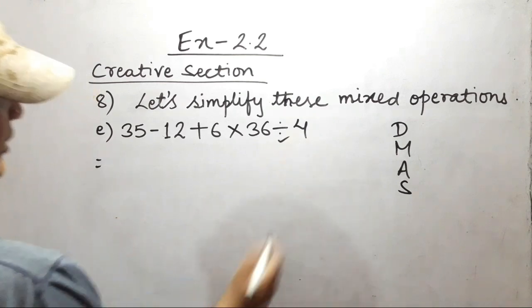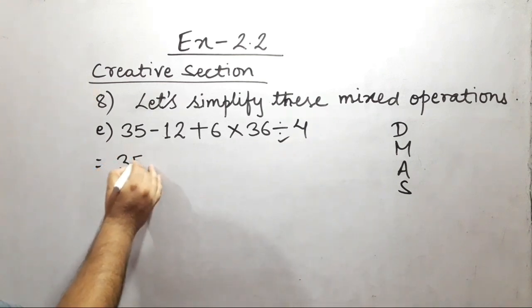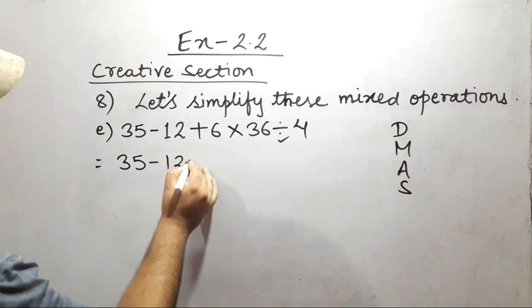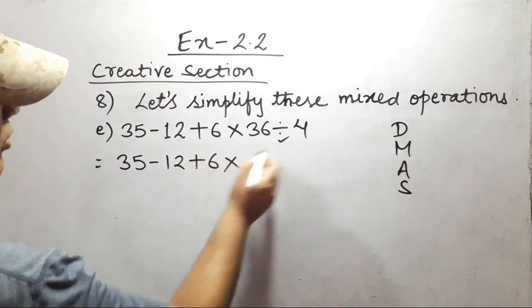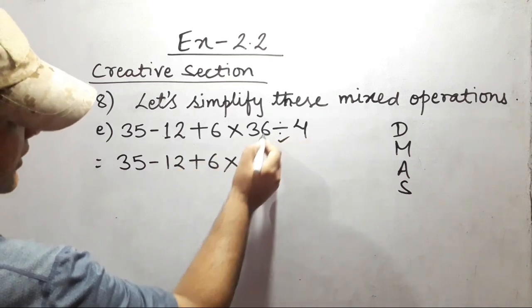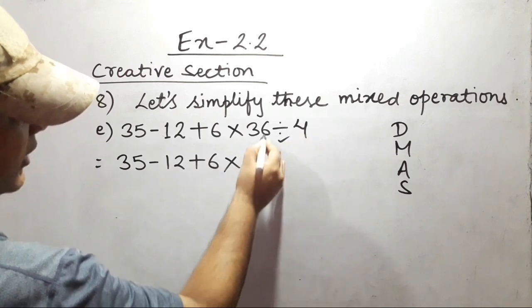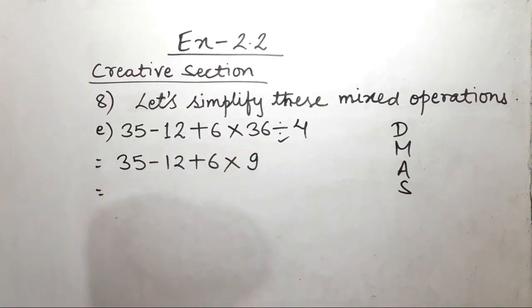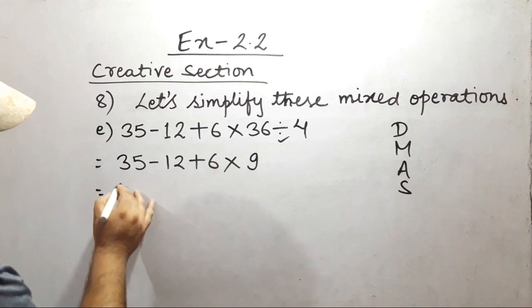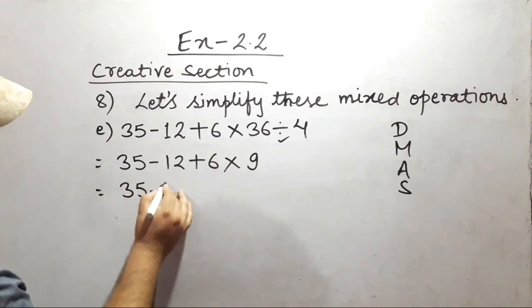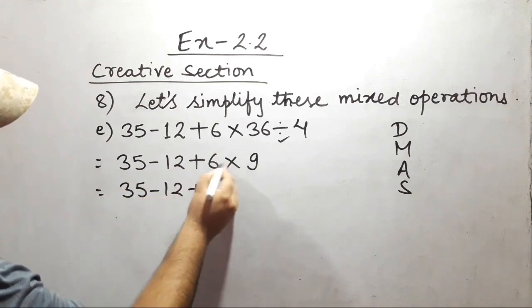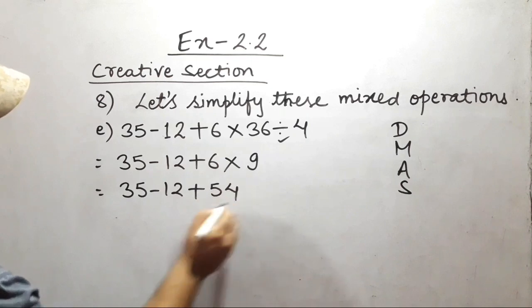35 minus 12 plus 6 into 36 divided by 4. So division at first. 35 minus 12 plus 6 into, 4 shall divide 36, 4 9s are 36. So after division, multiplication, 35 minus 12 plus 6 into 9, 54.